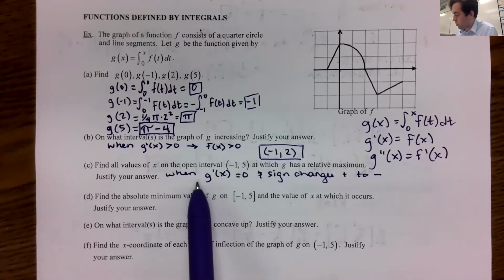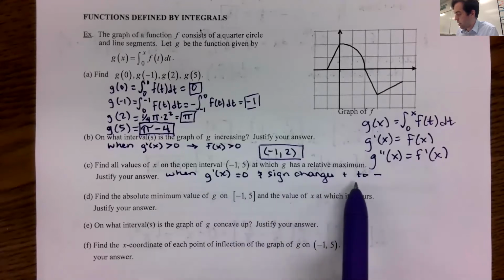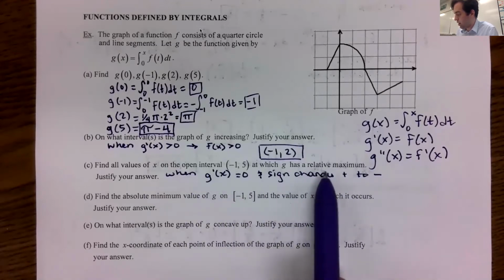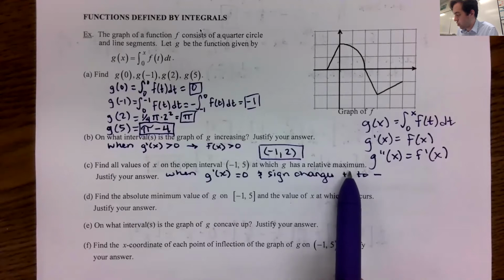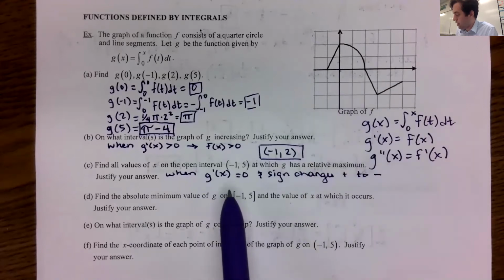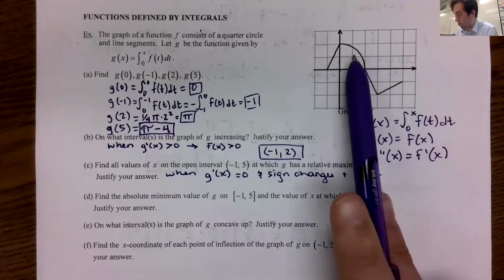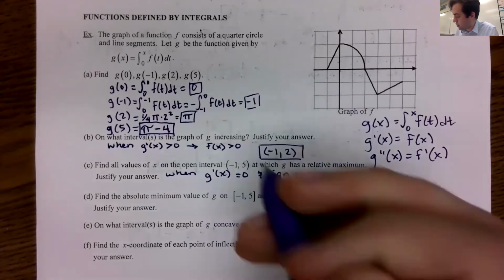We'll keep going. We're looking for when g prime equals 0 and the sign changes from positive to negative. That's going to tell us when we have a relative maximum on the original graph. Remember, our g prime is f. So we can look at this graph. When does the graph equal 0 and change sign from positive to negative? That happens right here at x equals 2.